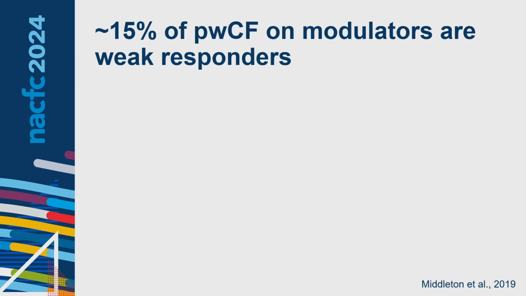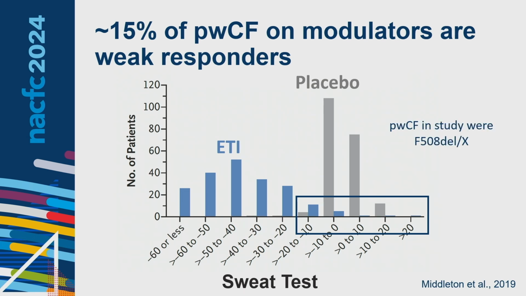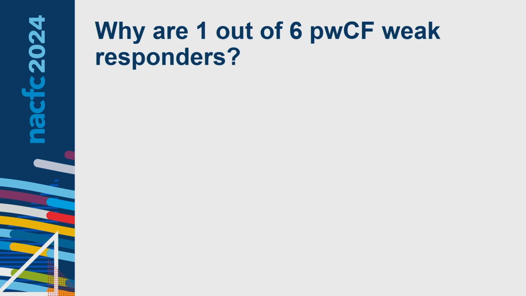Despite the amazing effects that ETI has had for the CF community, 15% of people with CF on modulators are weak responders. You can see this in the original sweat test data from the Middleton et al. study, the clinical trial. Some people have almost no response to the drugs, and keep in mind these people were all F508del plus a minimal function mutation. So we have to ask why 1 out of 6 people with CF are weak responders.